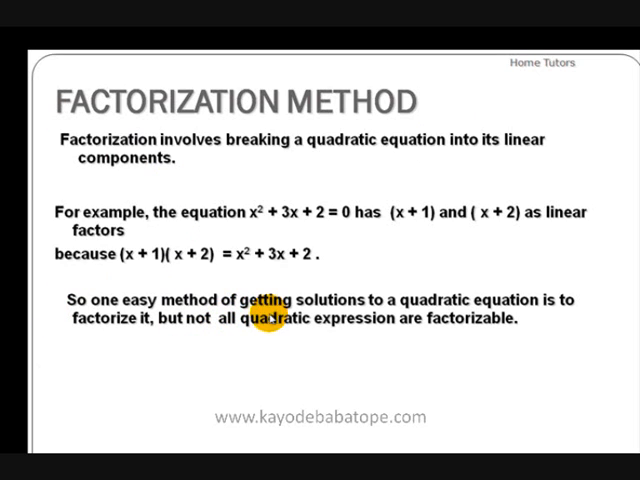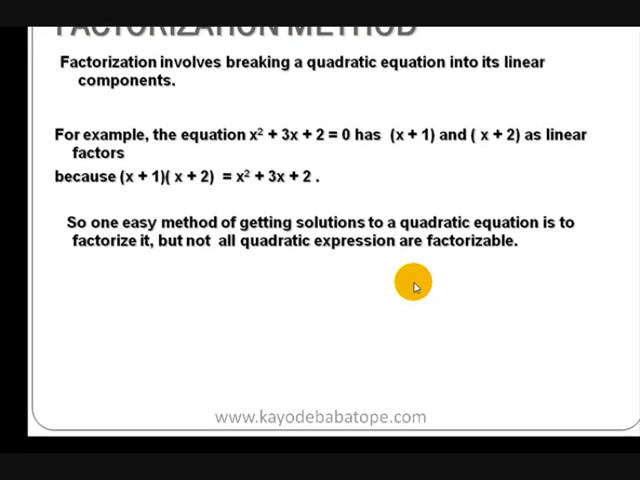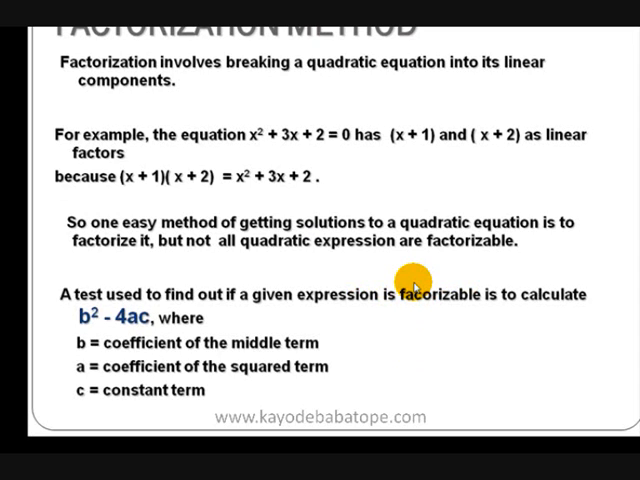So one easy method of getting solutions to a quadratic equation is to factorize it. However, take note that not all quadratic expressions are factorizable. In order to test whether a given quadratic expression is factorizable or not, what we use is to calculate the value of b squared minus 4ac. Take note that b is the coefficient of the middle term, a is the coefficient of the squared term, and c is the constant term.